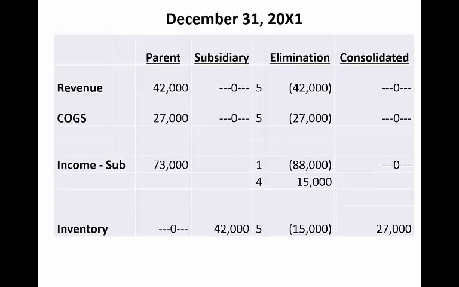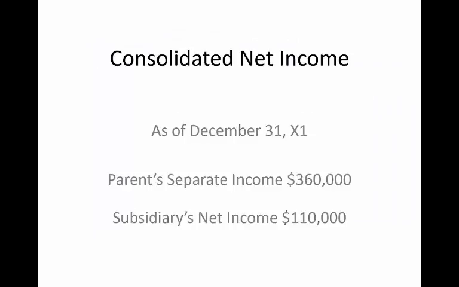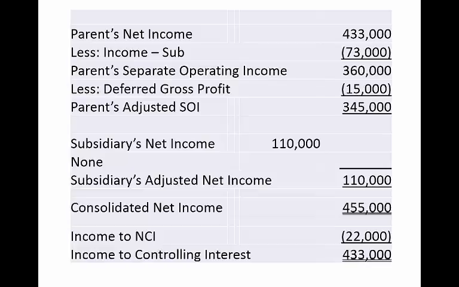Now, here is the partial 3-part worksheet with everything posted. And you can see that the revenues are 0, cost of goods sold is 0. And you can also see that inventory is stated at its correct value. Notice with our consolidated income statement that we start with separate operating income, and we must subtract out any deferred gross profit that we have to get what we refer to as an adjusted separate operating income.